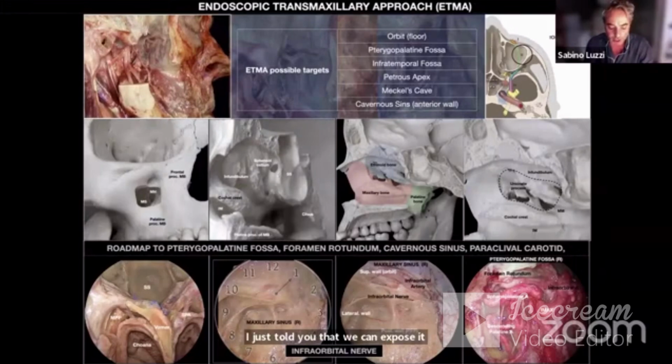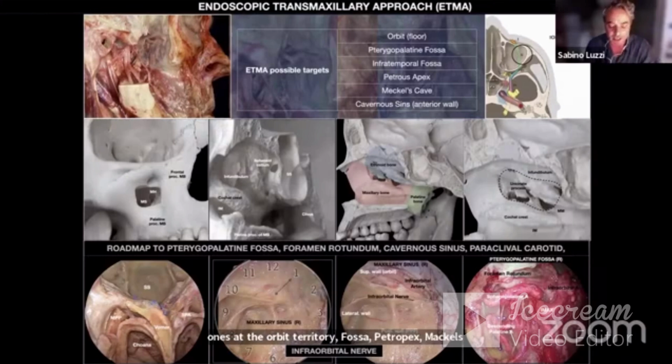We can expose the lateral wall, the anterior wall of the cavernous sinus, and the lateral wall of the cavernous sinus also through the maxillary approach. And this is the ETMA approach. The ETMA approach has some possible targets. Among these, the most important ones are the orbit, pterygopalatine fossa, infratemporal fossa, petrous apex, Meckel's cave, and also the cavernous sinus, especially the anterior wall and the lateral wall of the cavernous sinus.